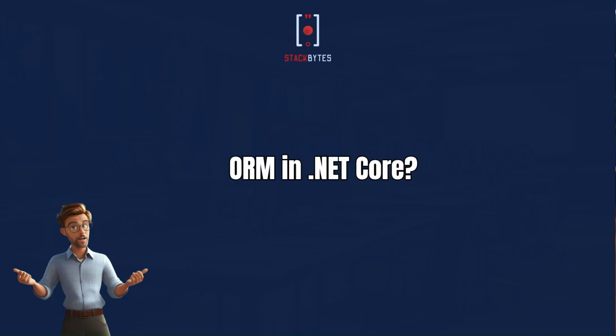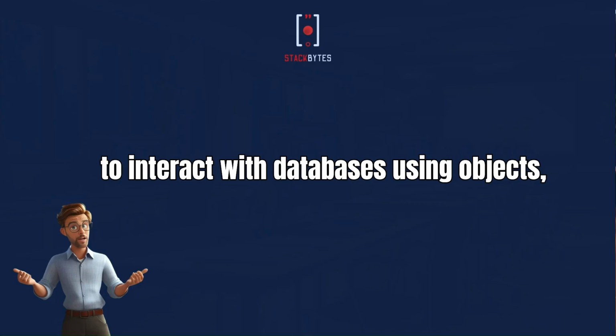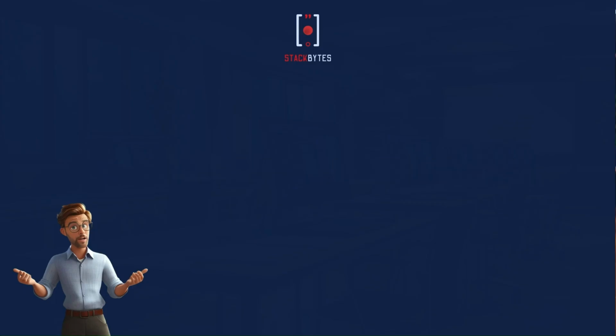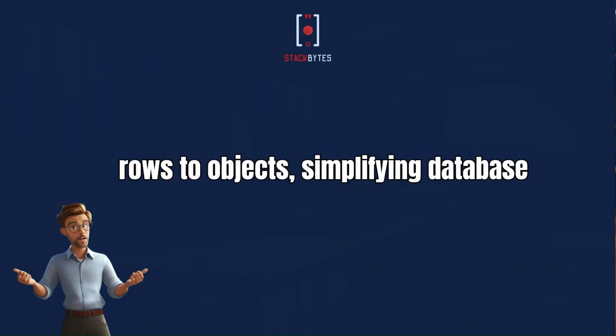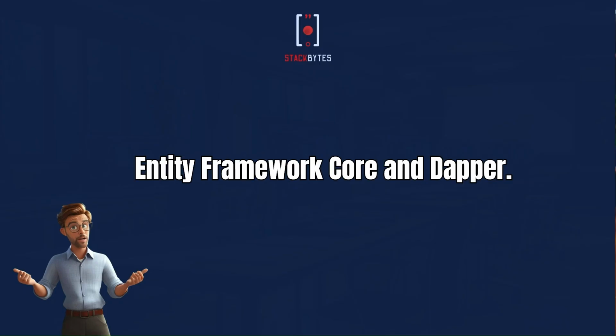What is ORM in .NET Core? ORM is a technique that allows developers to interact with databases using objects, instead of writing raw SQL queries. It maps database tables to classes and rows to objects, simplifying database operations. For example, Entity Framework Core and Dapper.